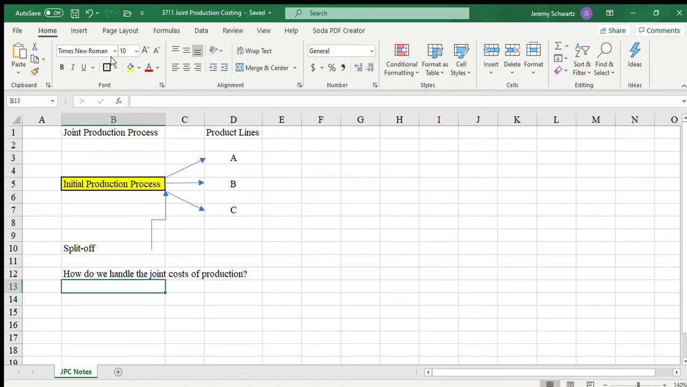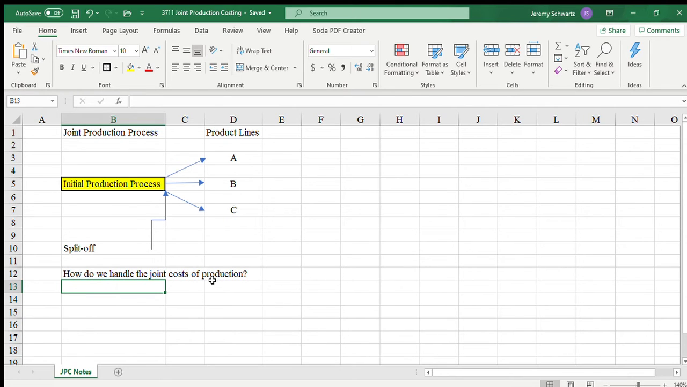In the previous video, we introduced this picture where we have the initial production process, and then we have three different production lines that arise from the same initial process. And we ended with a discussion of this concept called the split off, which is where they break off into the different product lines. And then we introduced the question of how do we handle the joint cost of production.